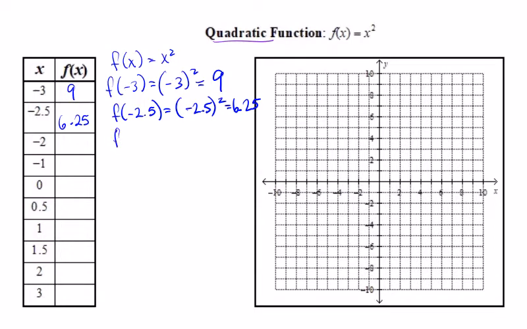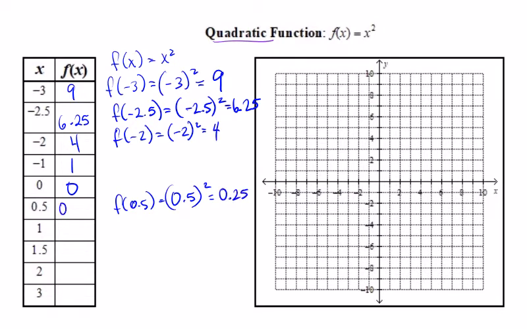If I square -2, I get +4. If I square -1, I get +1. If I square 0, I get 0. If I square 0.5, then I get 0.25. If I square 1, I get 1. If I square 1.5, I get 2.25. If I square 2, I get 4. If I square 3, I get 9.